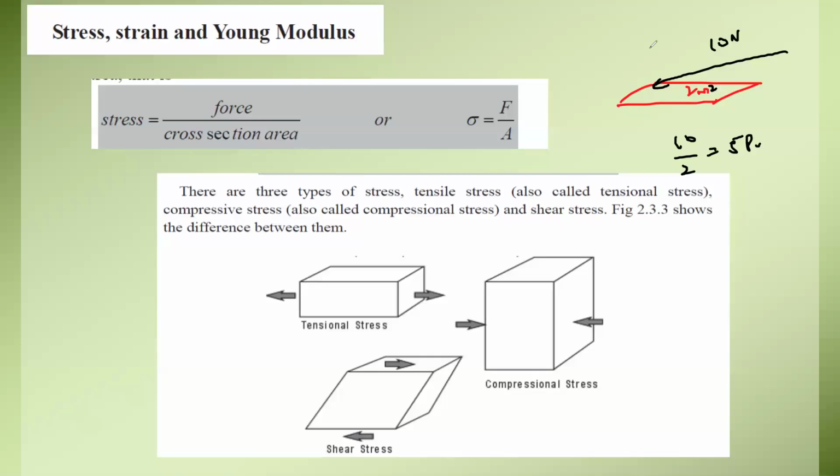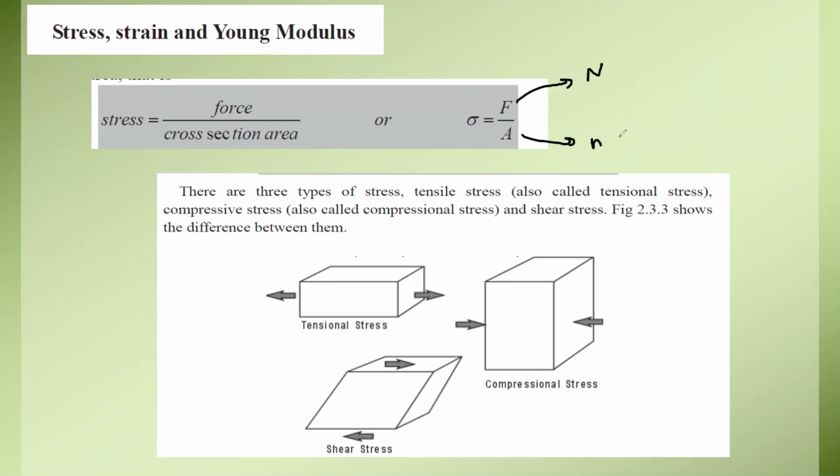But when we need the pressure, the definition of the pressure is the force which is perpendicular to the surface or the cross-sectional area. So if I need the pressure, I will take the perpendicular component. But if I need the stress, I don't have to divide into components. The unit of the force is Newton, and the unit of cross-sectional area is meter square, so it is Newton per meter square.